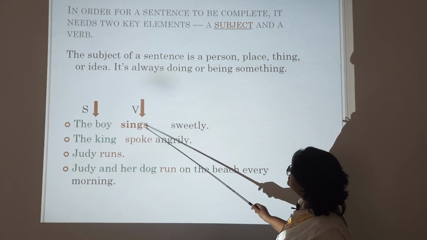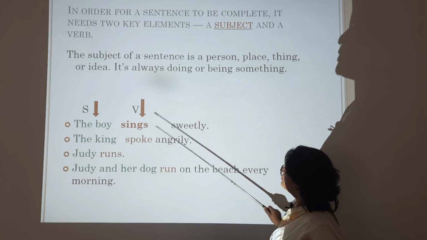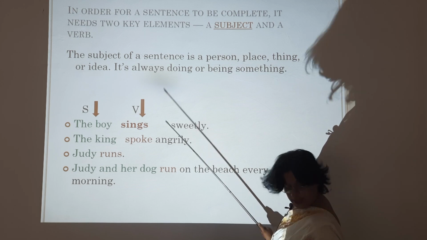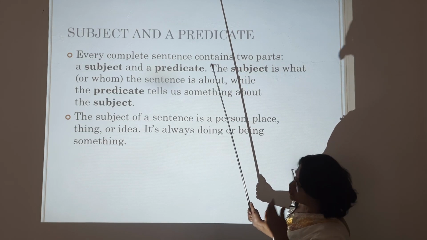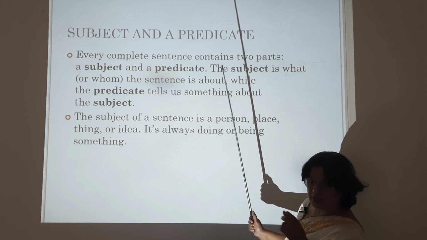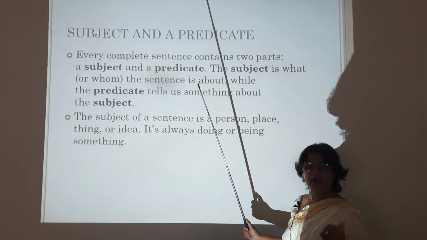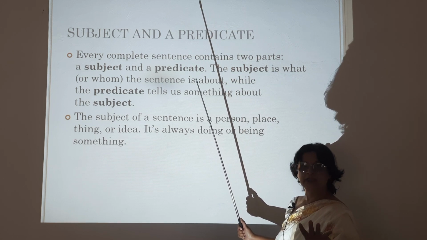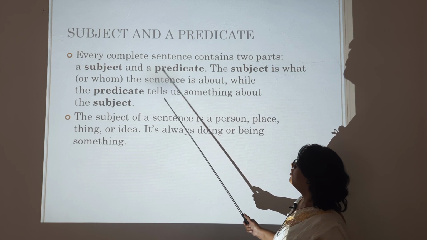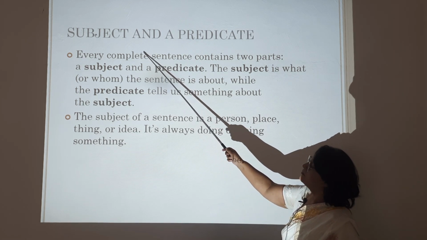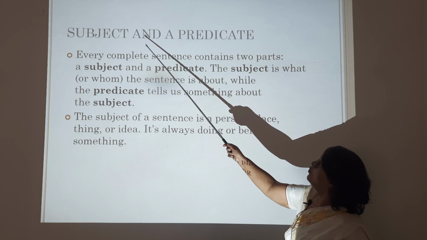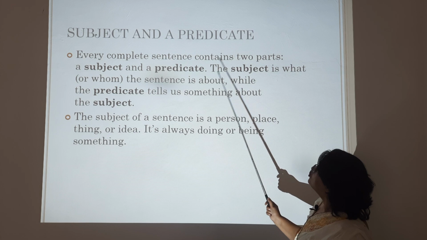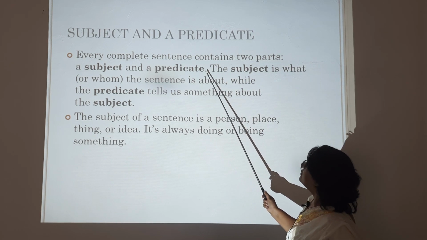Now, the boy sings sweetly. When we look at this particular sentence, apart from the subject and the verb, we also have sweetly. So there are other words also in a sentence that make up a sentence. But are those words really required to make complete sense? Not necessarily. To make complete sense, you require a subject and a verb. Now, let me go ahead and read out what a subject and a predicate is. Every complete sentence contains two parts, a subject and a predicate.